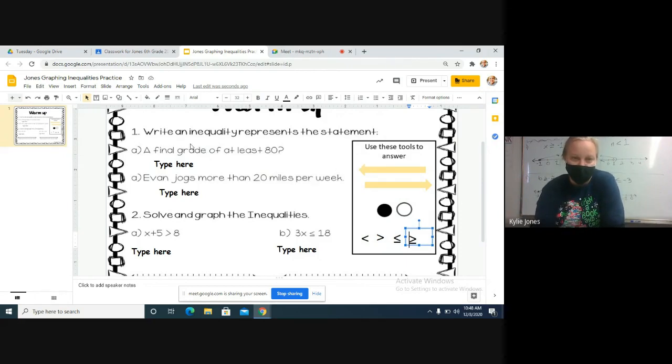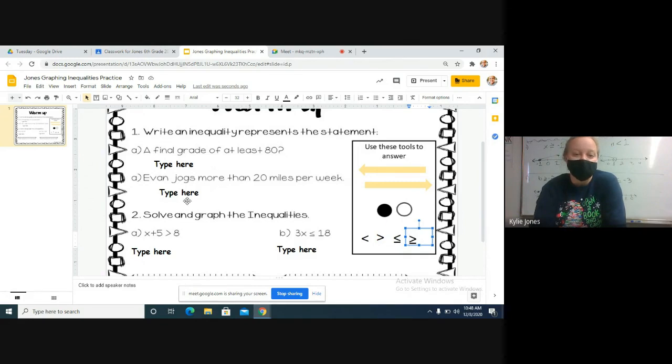But for number 1, part A, you need to write an inequality that says you got a final grade of at least 80. Part A, number 2, you need to write an inequality that says Evan jogs more than 20 miles per week.